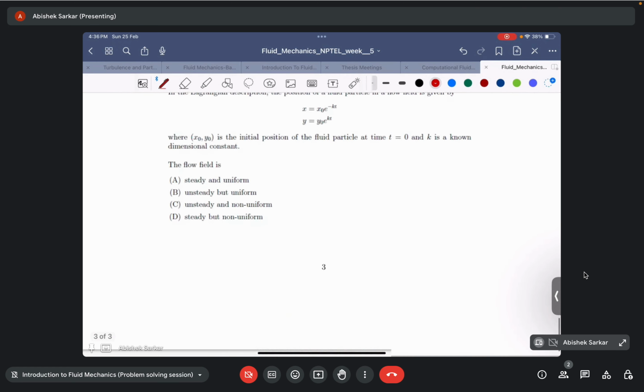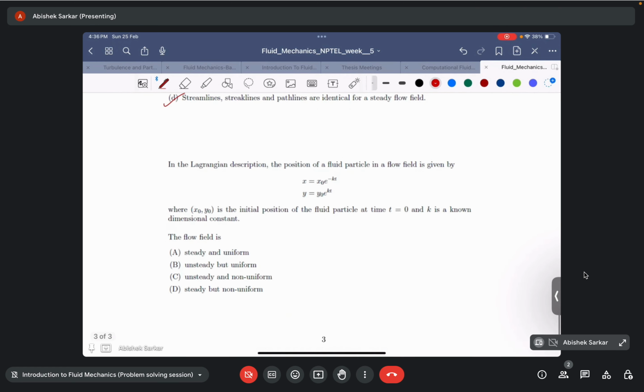Okay, so I think that's all. So this is the last question now. So the question is, in the Lagrangian description of the position, the position of a free particle in a given flow field is given by x is equal to x naught e to the minus kt and y is equal to y naught e to the power kt. Okay, and x naught and y naught are initial position of the free particle at time t equal to 0, k is a non-dimensional constant. Then the given velocity flow field is steady and uniform, unsteady and uniform, unsteady and non-uniform, steady and non-uniform.